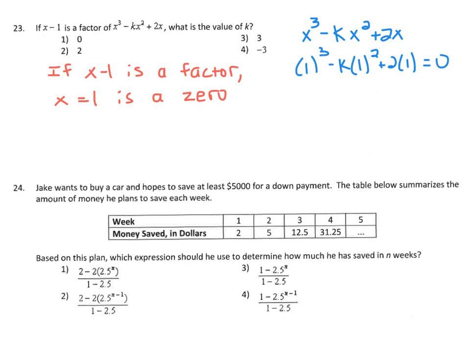Alright, so 1 cubed is equal to 1, and then minus, well, 1 squared is equal to 1, so negative k times 1 is just negative k, and then 2 times 1 is just 2. Alright, so I'm going to just add k to both sides. And when I combine my like terms on this side, 1 plus 2 is 3. Okay, so k equals 3, choice 3.